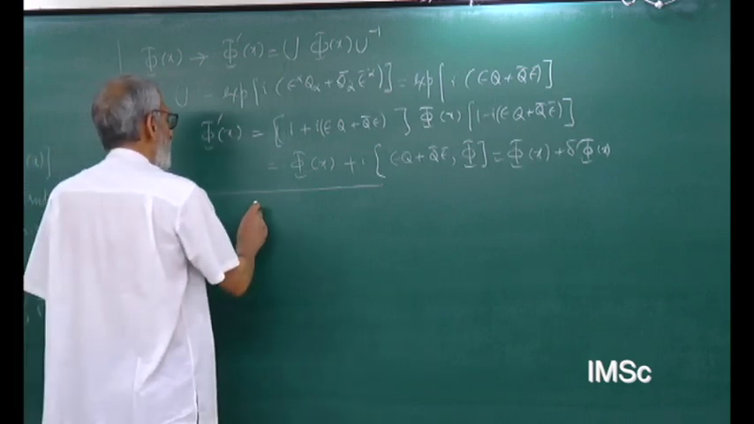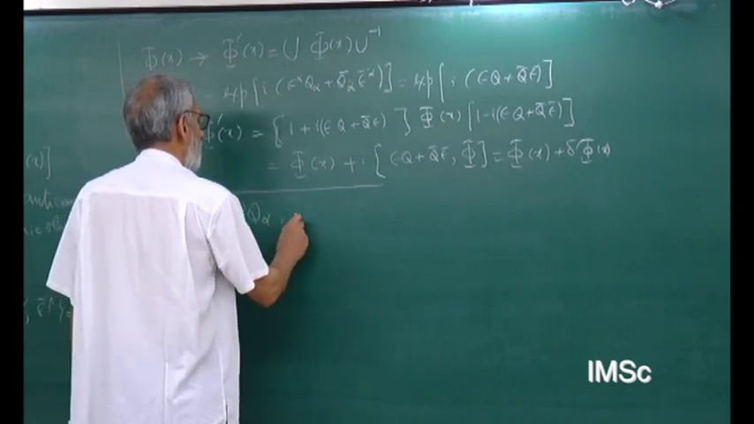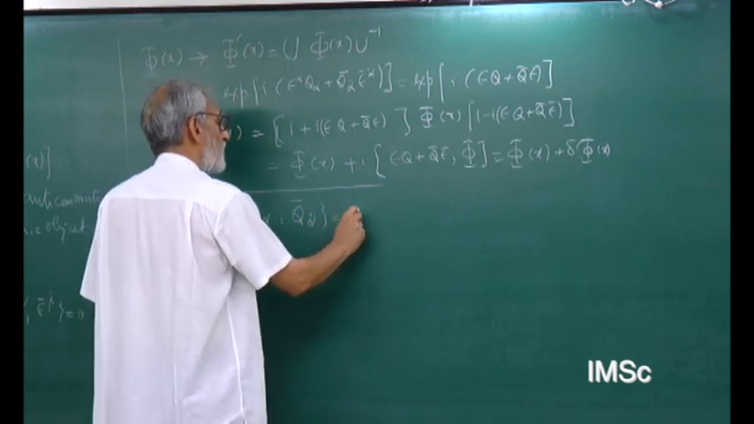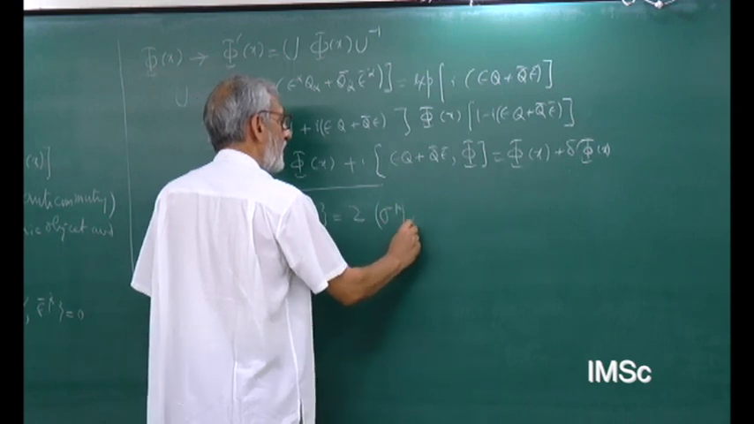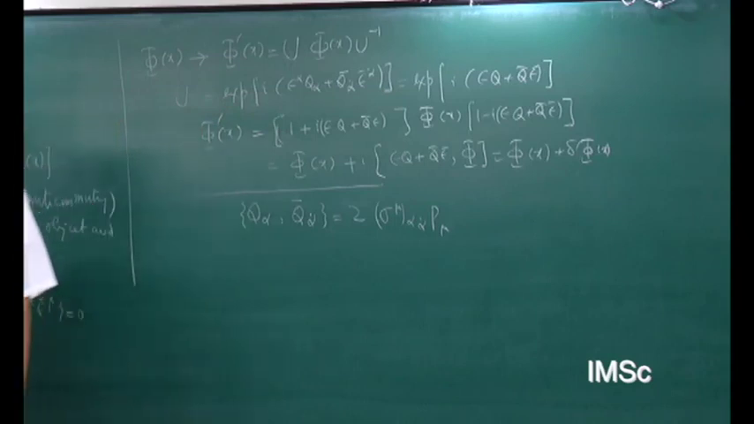Now, what did we have? We had the SUSY algebra: Q alpha, anti-commutator with Q bar alpha dot, was 2 sigma mu alpha alpha dot P mu. That is the N equal to 1 SUSY algebra.